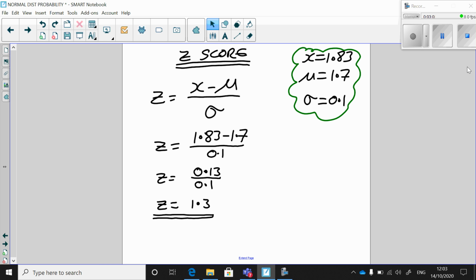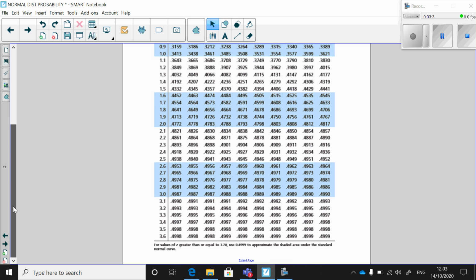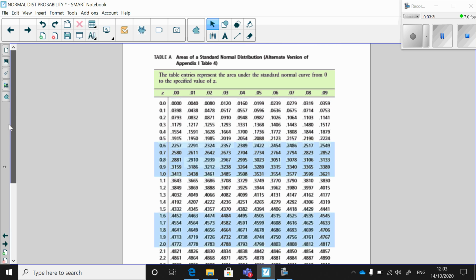Okay, so this is where we go and get our tables that start off at 0. So we're going up to 1.3. We're only going to one decimal place here, so we're just going to be looking at the left-hand column directly under Z. There would be your table, and you can see that's quite long. So there's your entire table. It only goes up to about 3.6. Okay, that's fine.